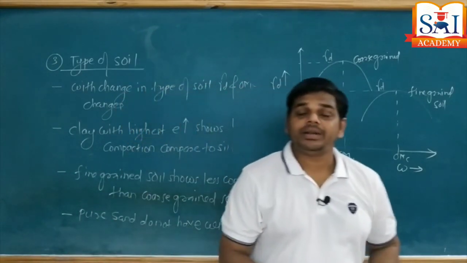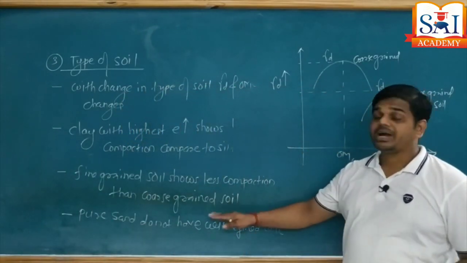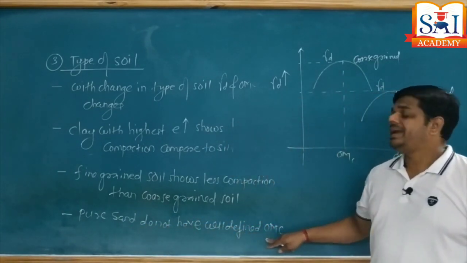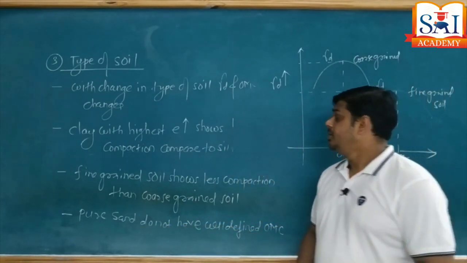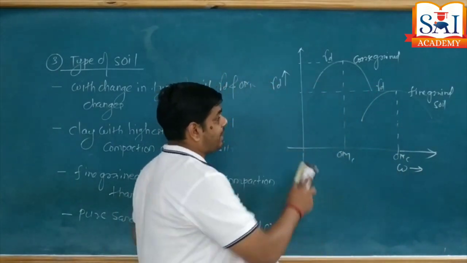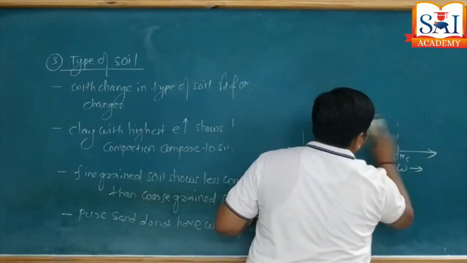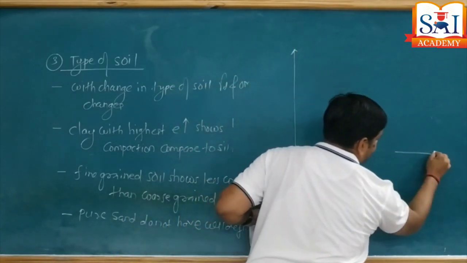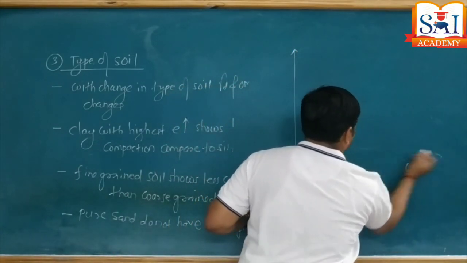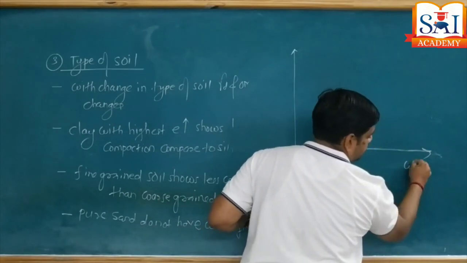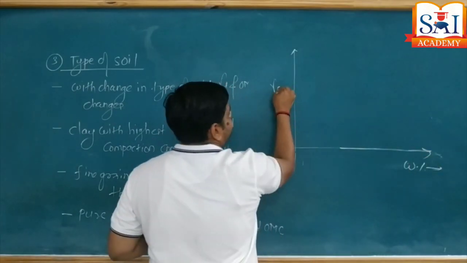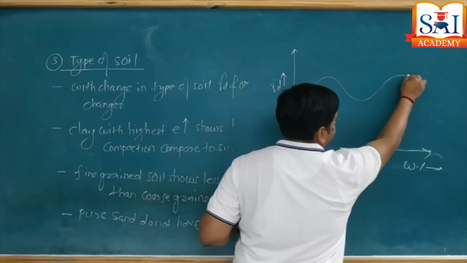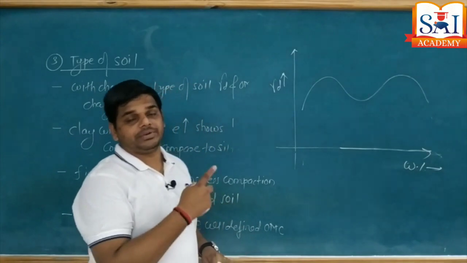One more important point is given in your note, which you marked with a different color pen. Pure sand does not have a well-defined OMC. How to represent this? And what is the meaning of this? When we plot a compaction curve for pure sandy soil, the shape of the compaction curve is like this.